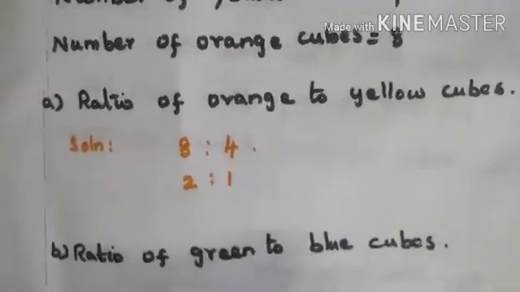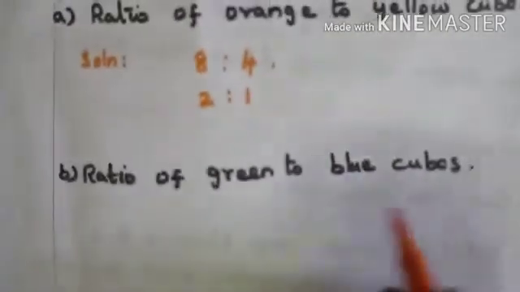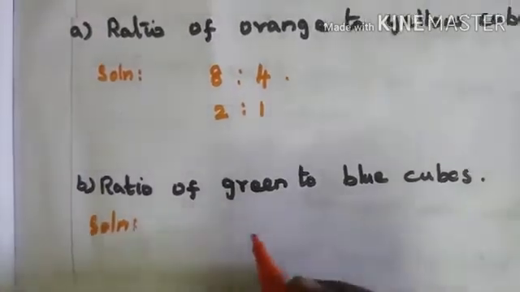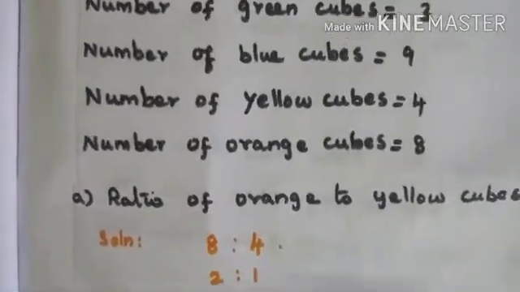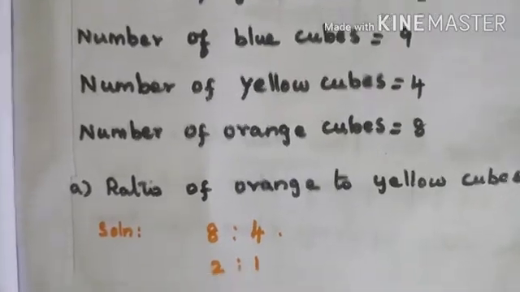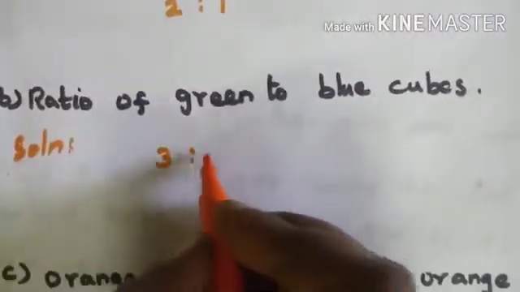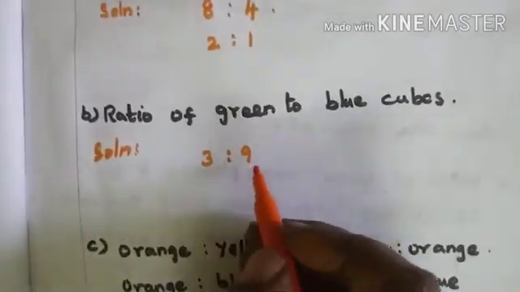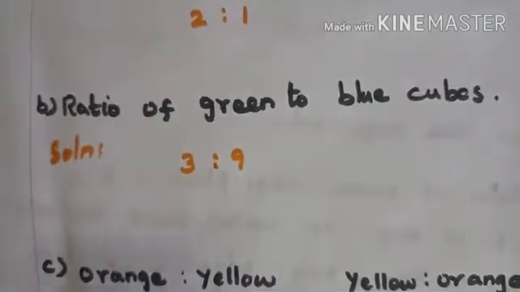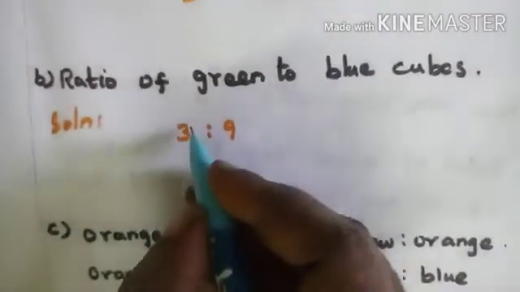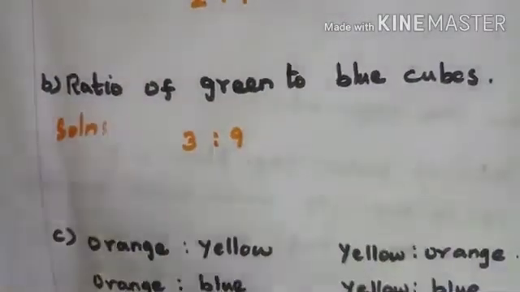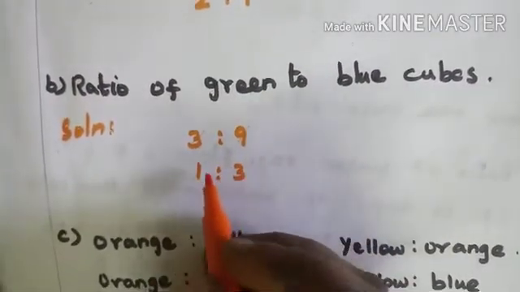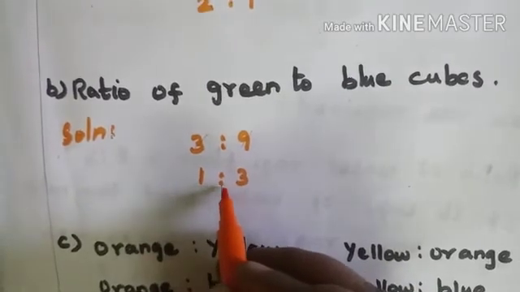Next you see ratio of green to blue cubes. The solution, how many green cubes? 3. Blue is 9. Therefore, 3 is to 9. Green is 3 cubes and blue is 9 cubes. See here, we can strike here 3 table, isn't it? So, 1 3 is 3 here, 3 3s are 9. Therefore, 1 and here 3 3s are 9. So the answer is 1 is to 3.